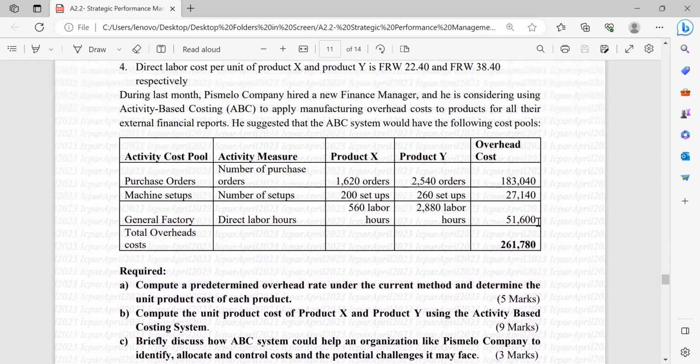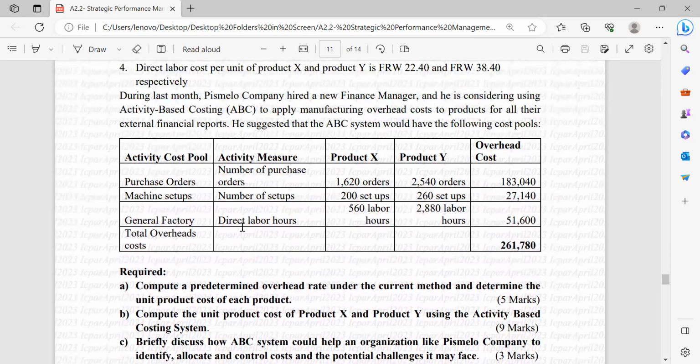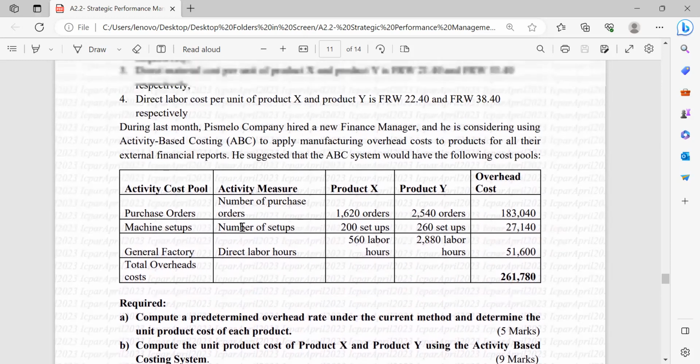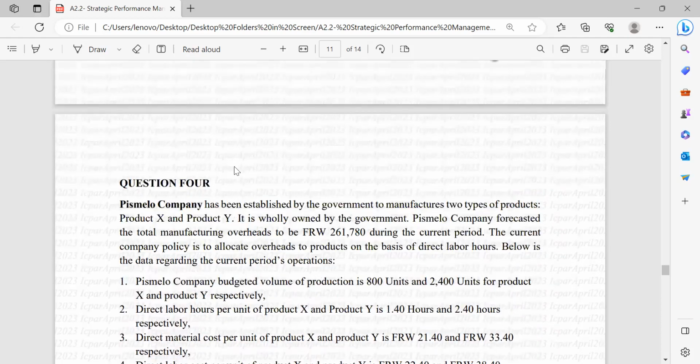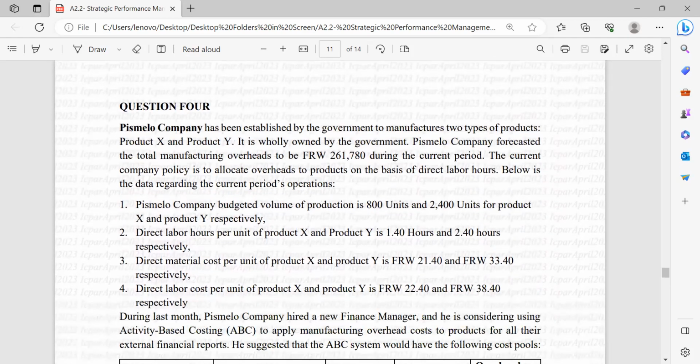Let's go on. So, by answering this, let me paste it into our Excel workings. Is it okay? Our Excel workings.